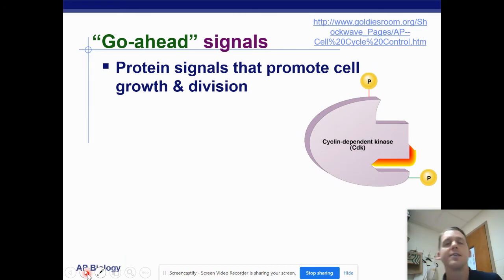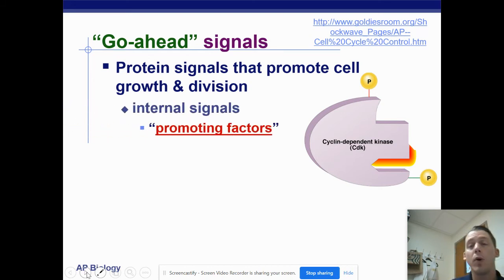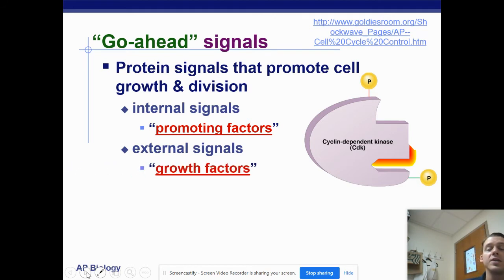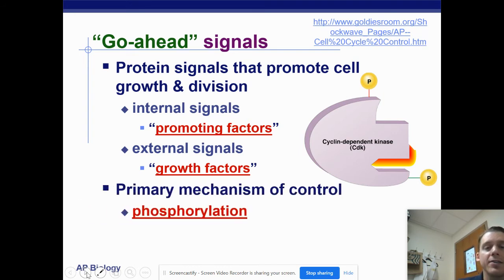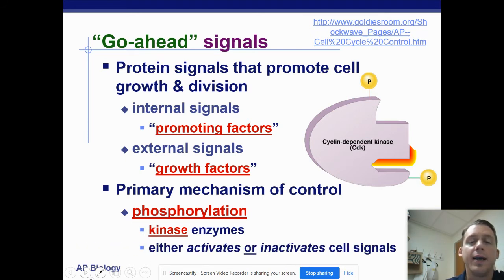All right, so what are the go-ahead signals that we can use to push a cell forward in the cell cycle? Well, there are protein signals that are going to promote growth and division. Internal signals called promoting factors. And then there are signals called growth factors. We usually need both to push a cell past that G1 checkpoint. And the mechanism of control is going to be phosphorylation. We see here we have a cyclin-dependent kinase. This is a protein that has been phosphorylated, and that's usually going to activate a protein. So kinases are going to do phosphorylation, and phosphorylation can activate. Sometimes it can inactivate a signal, though.